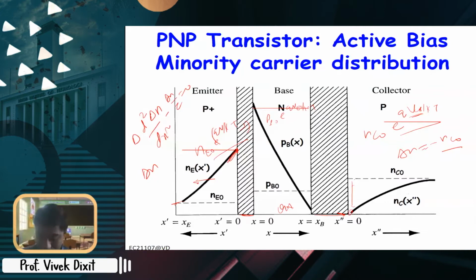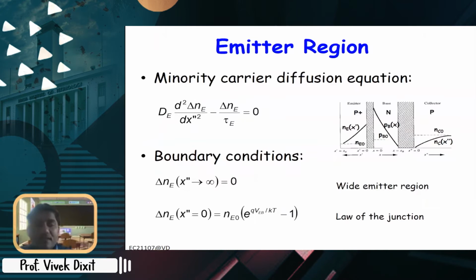That's no question. Emitter region: you have the boundary condition at the junction. It is N_e0 exponential QV by KT minus 1, and at infinity, this is 0.